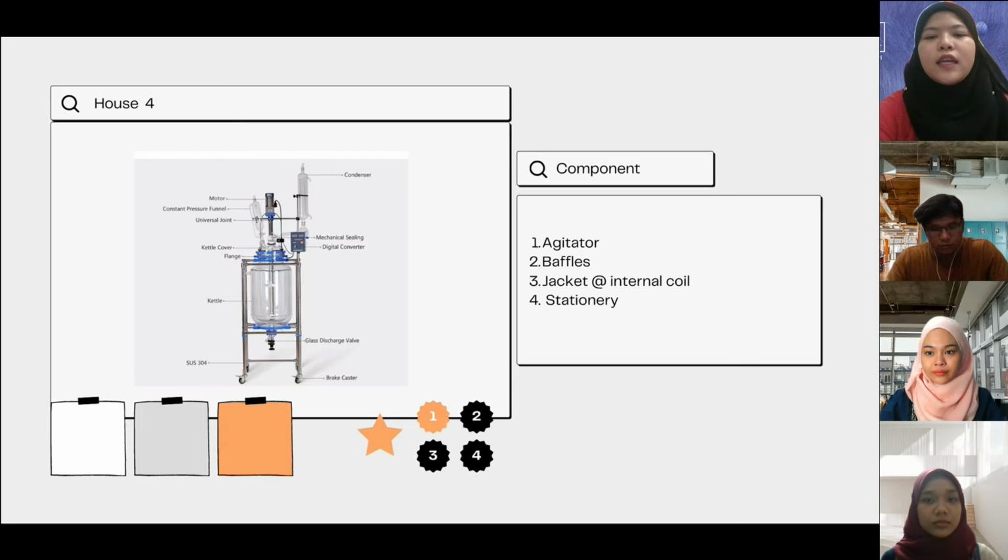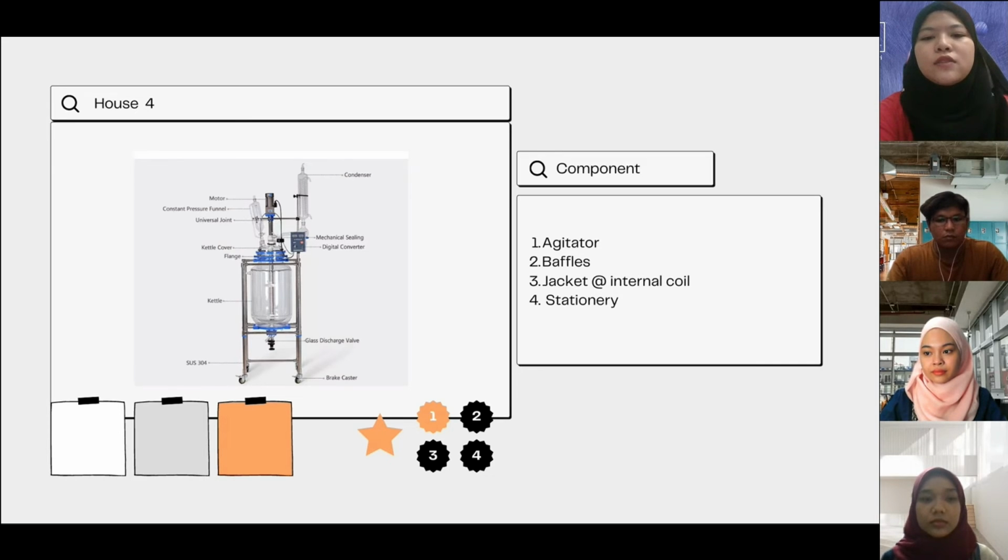Next is jacket and internal coil. It is to handle reaction temperature; heating, cooling, and sealing is provided. If heat transfer is done by hot or cold liquid, then coil or jacket can both be selected. When heating is going on by steam, then a trap valve is provided to remove condensate.